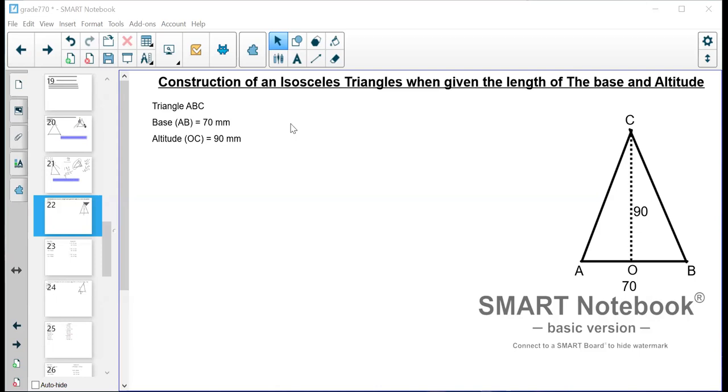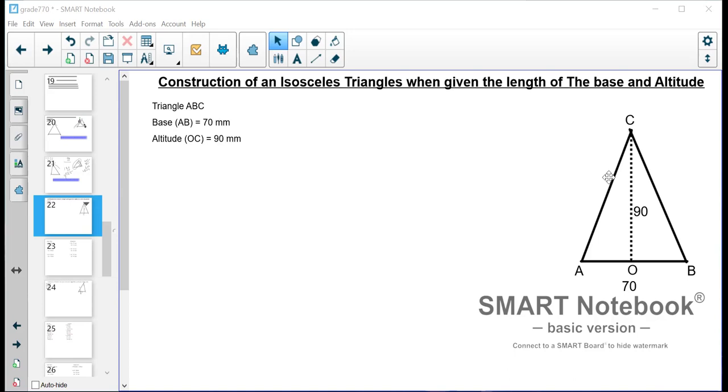In today's video, I will demonstrate how to construct an isosceles triangle when given the length of the base and altitude. Now, if you can remember, an isosceles triangle has two equal sides. Also, two angles are equal. All right, so the triangle here is labeled ABC. The base, which is AB, is labeled as 70, and the altitude OC is 90 mm.